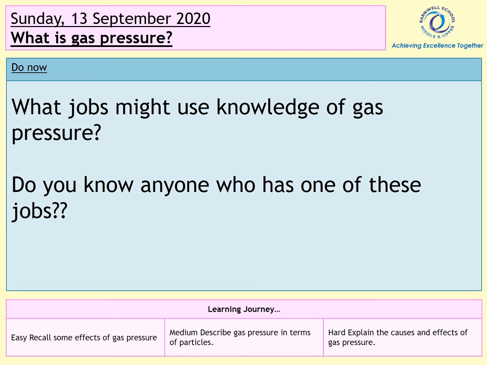So your do now question is, what jobs might use knowledge of gas pressure, and do you know anyone who has one of these jobs? So write down your ideas and you can check them in school with your teacher next time you're in.